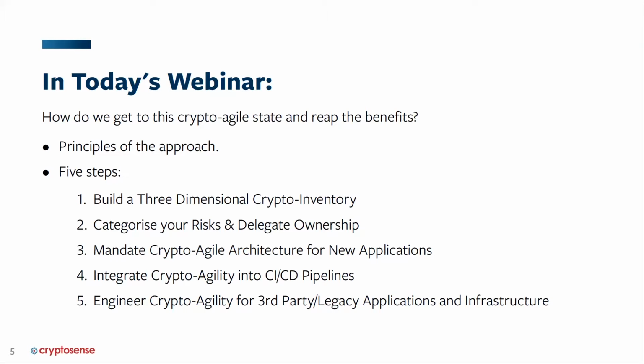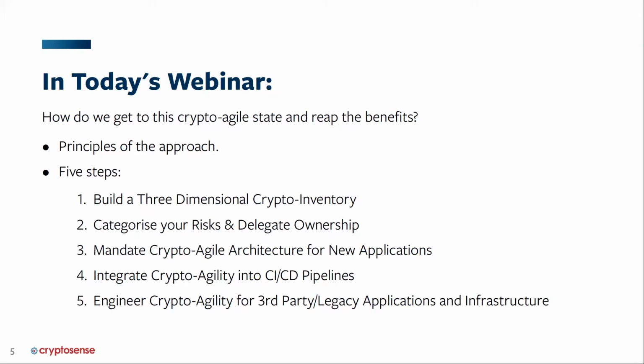So what are these 5 steps? First of all, we're going to talk about crypto inventory. We're going to talk about how we categorize the risks and give ownership for different areas of agility to different parts of our organization. And then we're going to look through 3 different types of areas where we might want to make adjustments to get this crypto agility.